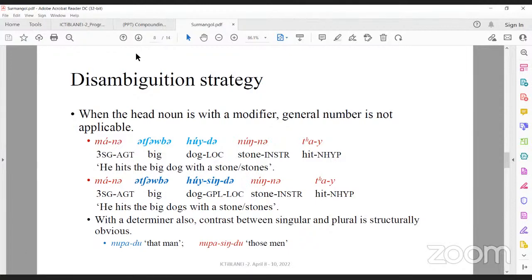With a determiner also, the contrast between singular and plural is structurally obvious. Nupa du, with the determiner du, is interpreted as only one person, definitely singular. If we want to make it plural, nupa sindu, we require this plural marker sing: those men.